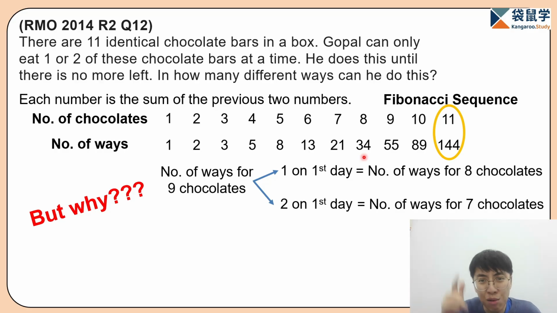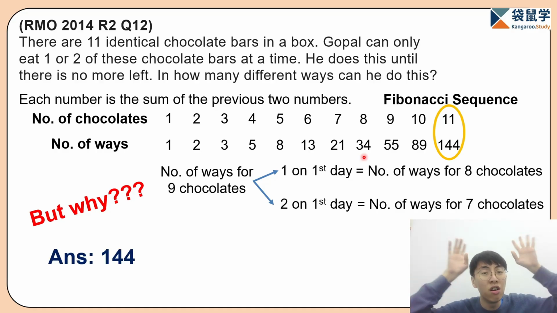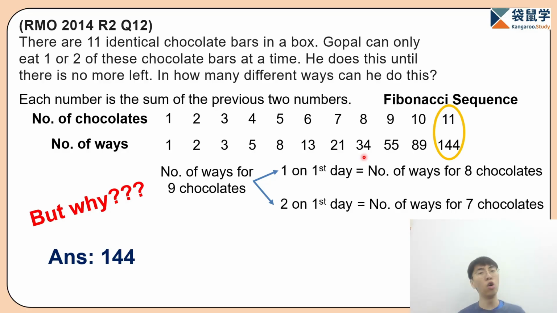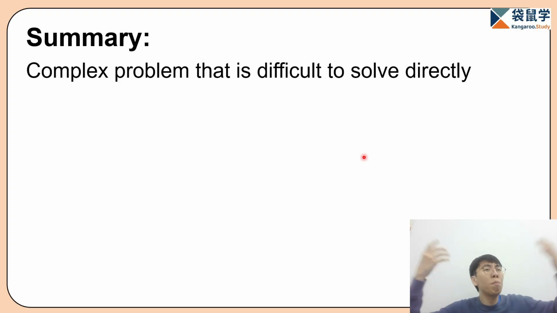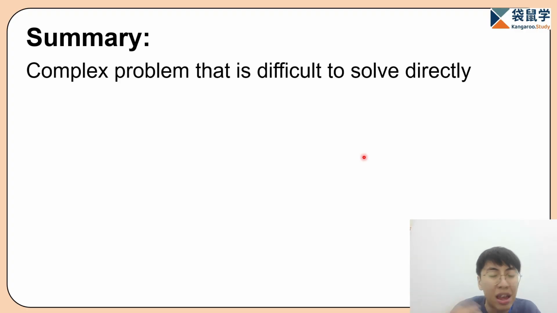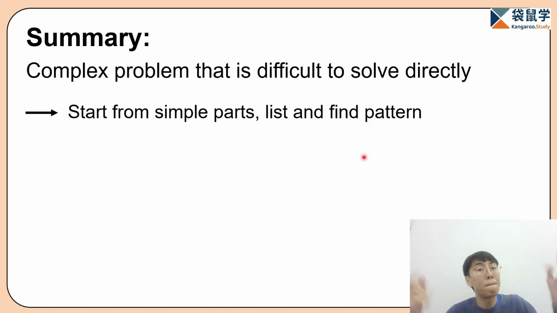So with that being said, we know that our answer for this question is just 144. Oh, and we are done with this question. So although it's a round 2 question, it is not very challenging for us. But now, we'll do our next part, which is our summary for the question. What do we notice? The first thing, when we see a complex problem that we cannot solve directly, what do we do? We simplify it and we start from the easier parts to find a pattern.